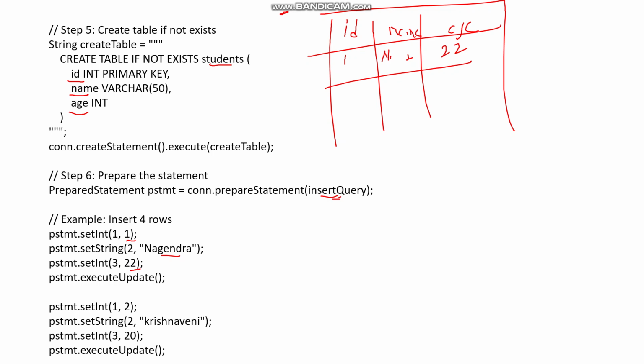And I want to insert one more row. pstatement.setInt(1, 2): here 2 is the ID number, and the name is Krishnaveni. After that, pstatement.setInt(3, value), and this value will be inserted. And after that, pstatement.executeUpdate means the data will be inserted in the database. Till now I have inserted two rows. Here 1, 2, 3 are nothing but the column positions: first column, second column, third column. The same procedure applies for the remaining statements.